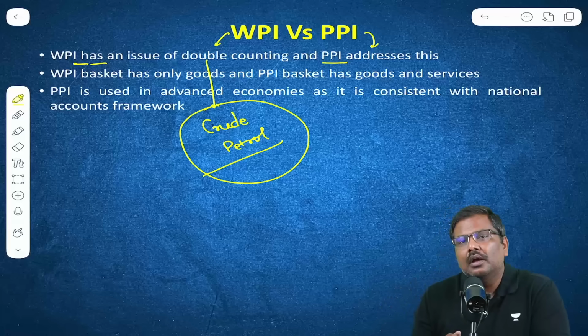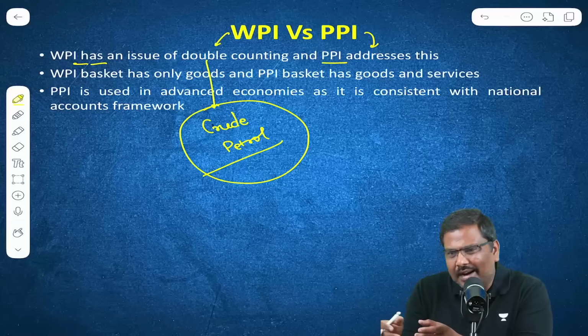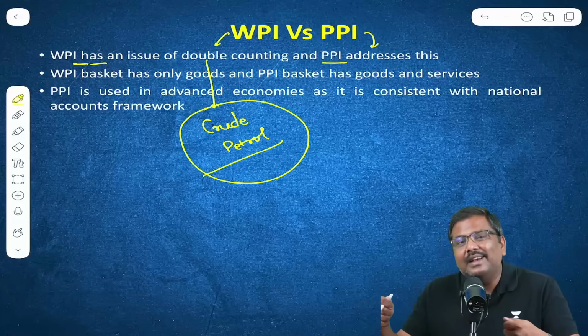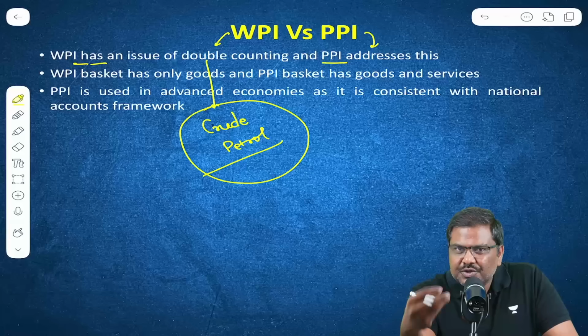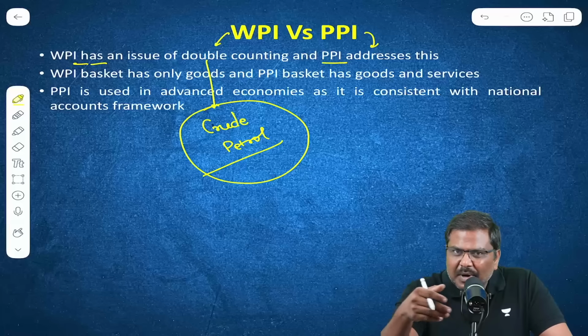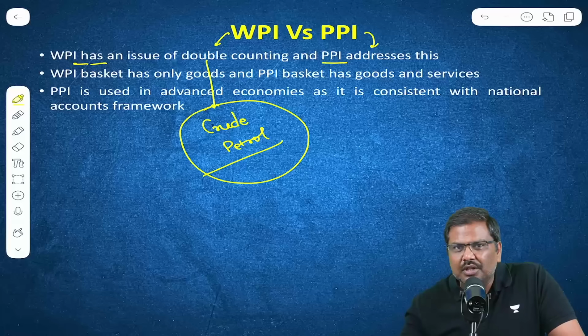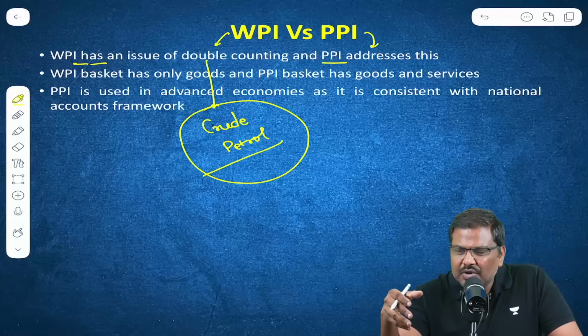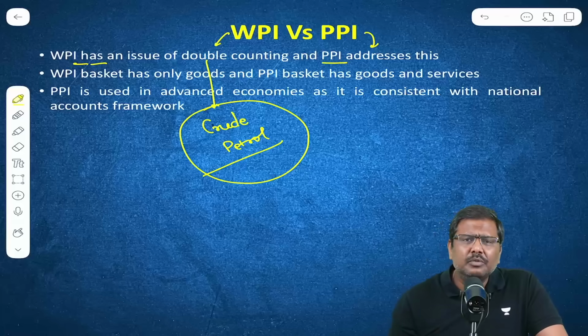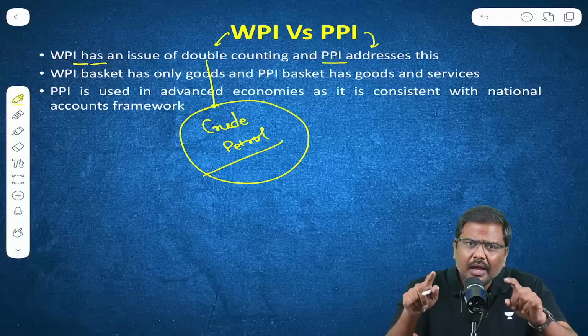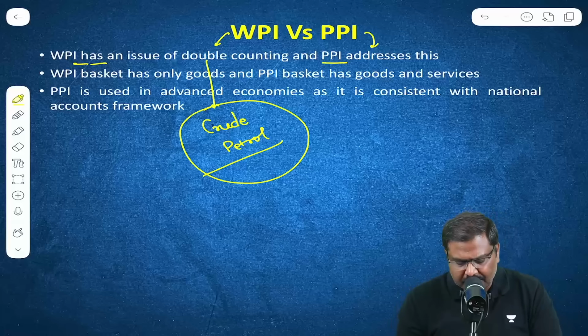For example, instead of counting this separately and treating both of these as separate entities or different products, how about using an industry approach where all these particular companies which are connected to each other will be considered as an industry and the output from this industry is considered. So in case of WPI, there's a double counting bias. In case of PPI, we will be addressing this.